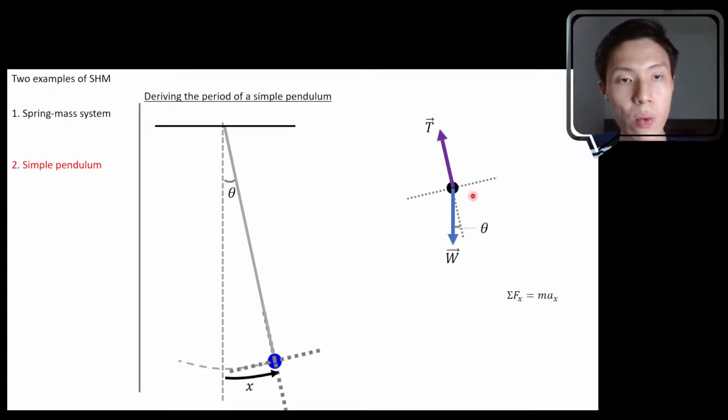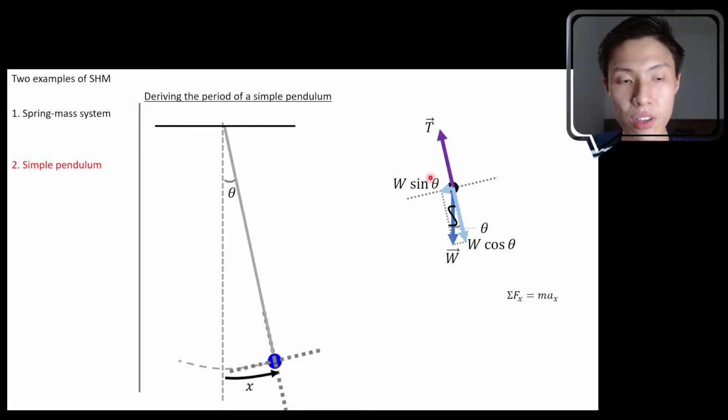Okay, so again, we are interested in the force that is acting in this dimension over here, the one that is tangential to the circular arc. Therefore, in order to obtain the forces acting in this dimension, we have to resolve the force over here. If you resolve the force, we'll see that the component of weight that is in this dimension is W sine theta, weight times sine theta. And this is the force that is acting in the dimension that we are interested in.